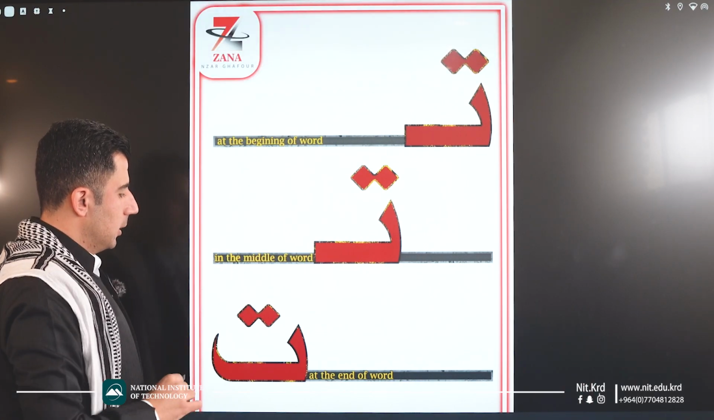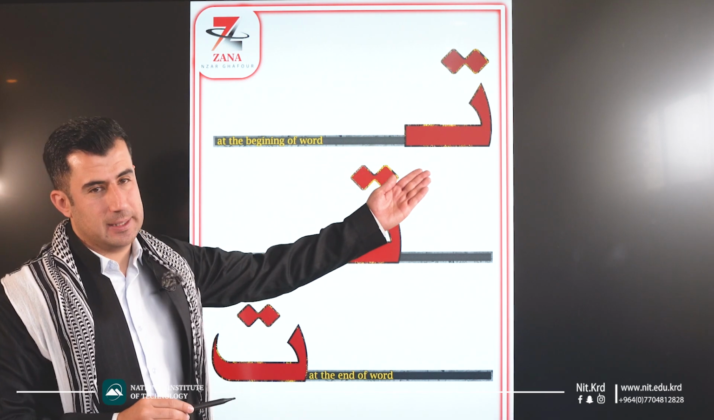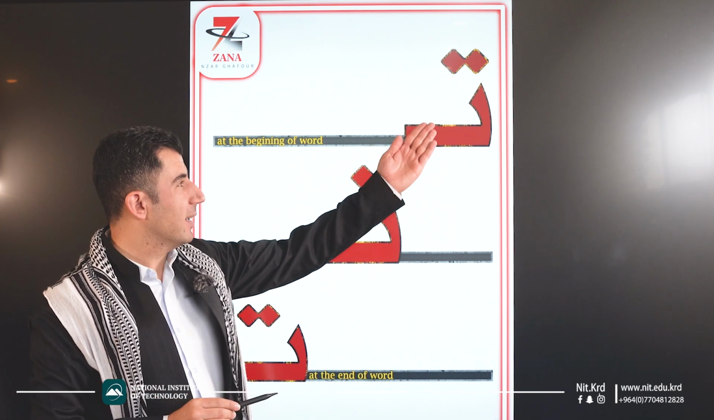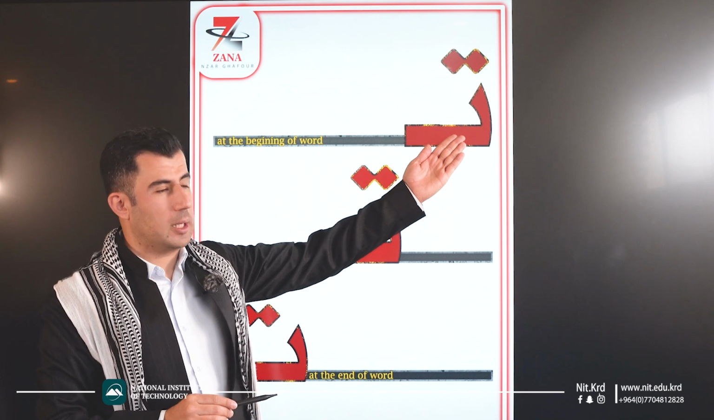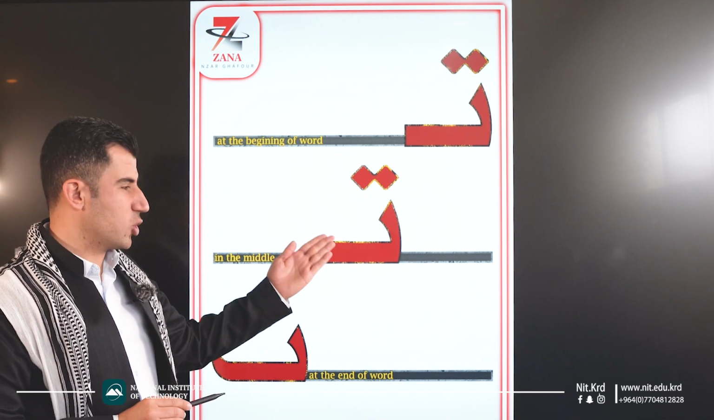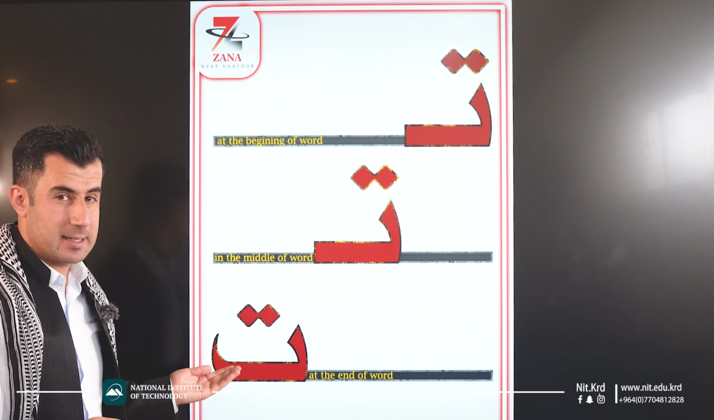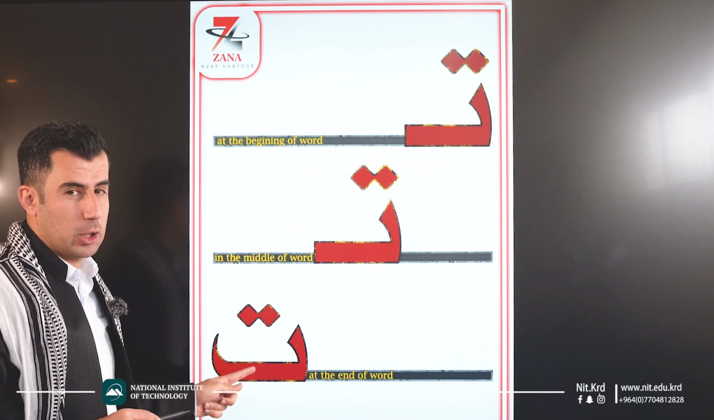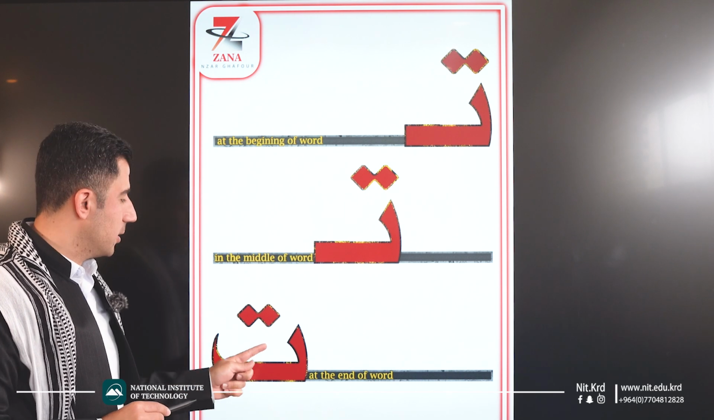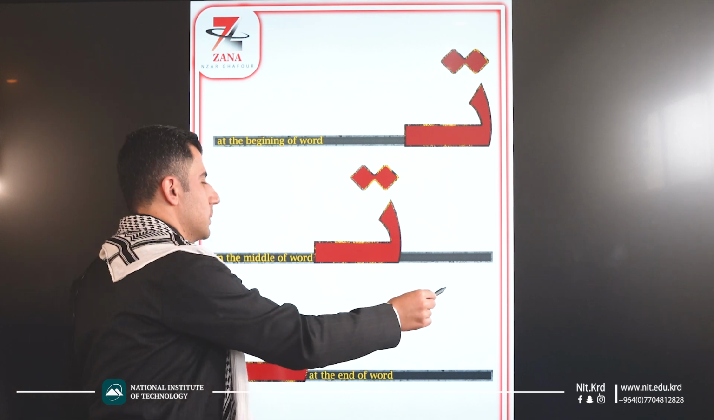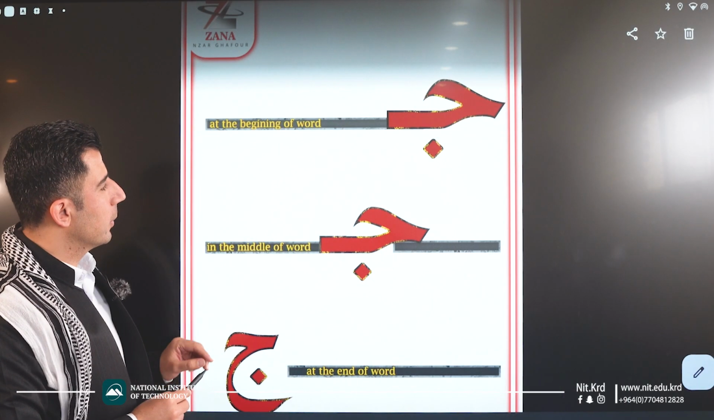Another one. Okay, we have T. At the beginning, this shape. In the middle, this shape. At the end it is this. Be careful, we have to close some of the letters at the end. After T, we have J.